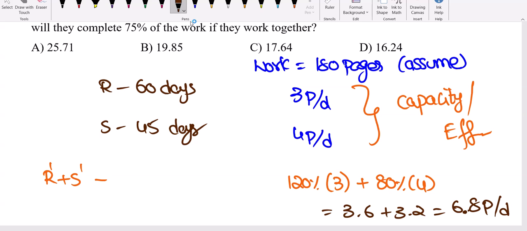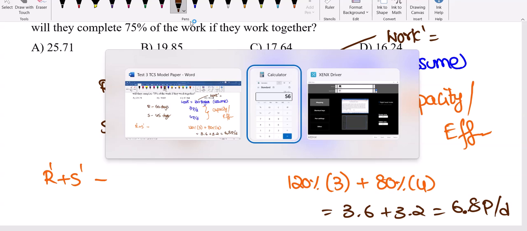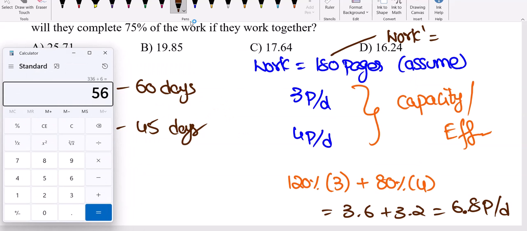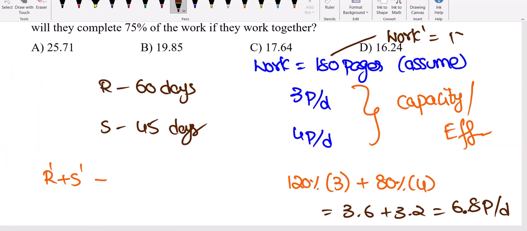Now we have to change your work because in the last line they are asking, you need to complete 75% of the work, not total work. So what is your work dash? I am again changing work dash because you have a partial target now. So 75% means 3 by 4. 3 by 4th of 180 is 135. My target is 135 pages only now.